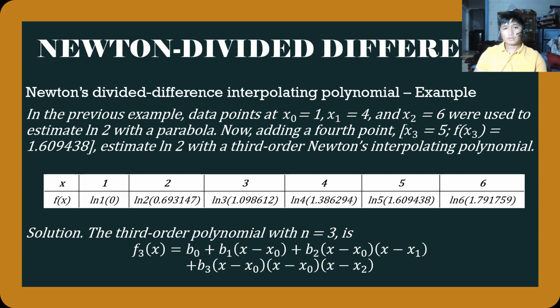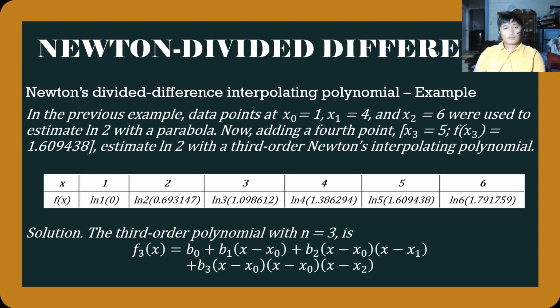So for examples, if we are going to use the previous example, we have x sub 0 equal to 1, x sub 1 equals 4, x sub 2 equals 6, and we used these to estimate the ln of 2 with a parabola. Then we will add another point, adding a fourth point, x sub 3 equals 5, which is f of x sub 3 is 1.609. Actually, it is included in the table I provided.